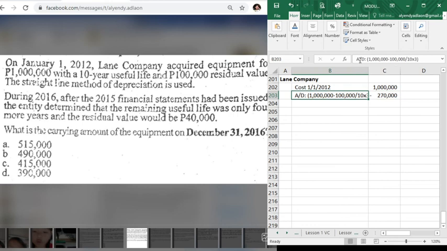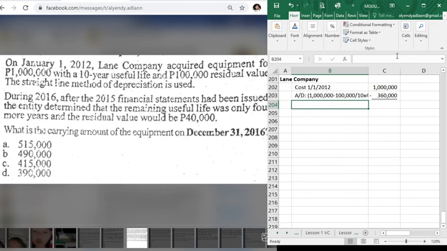Okay, let us recheck. January 2012, 2013, 2014, 2015. That is 4 years, so 900,000 divided by 10 multiplied by 4 years. Okay, so we have 360,000 pesos. So, what is the carrying amount on December 31, 2015? 1 million minus 360,000, we have 640,000 pesos.